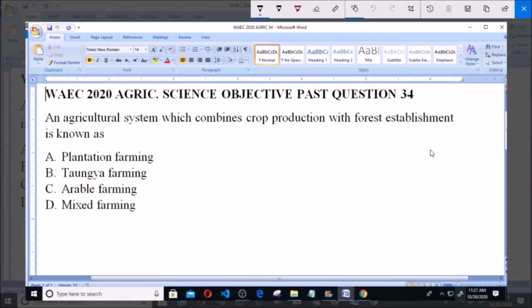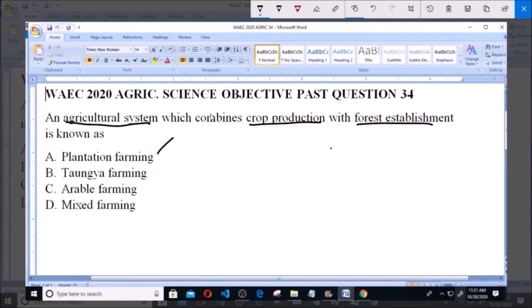I will be answering WAEC 2020 Agric Science Objective Past Question 34. An agricultural system which combines crop production with forest establishment is known as A. Plantation farming, B. Taungya farming, C. Arable farming, D. Mixed farming. So you have various farming or agricultural systems here, and I asked for the one which combines crop production and forest establishment. So let's see what each of the options entail.